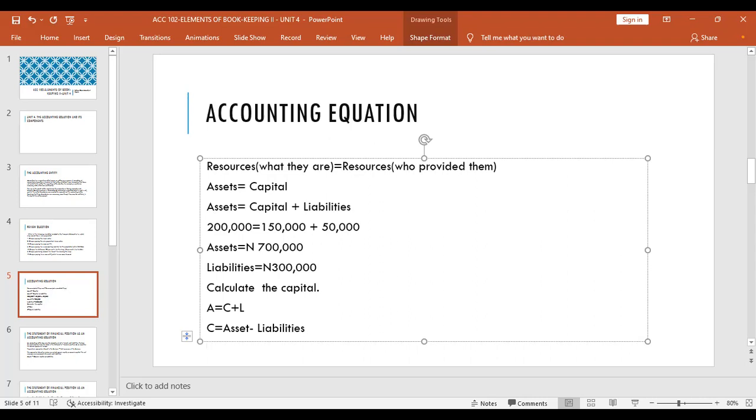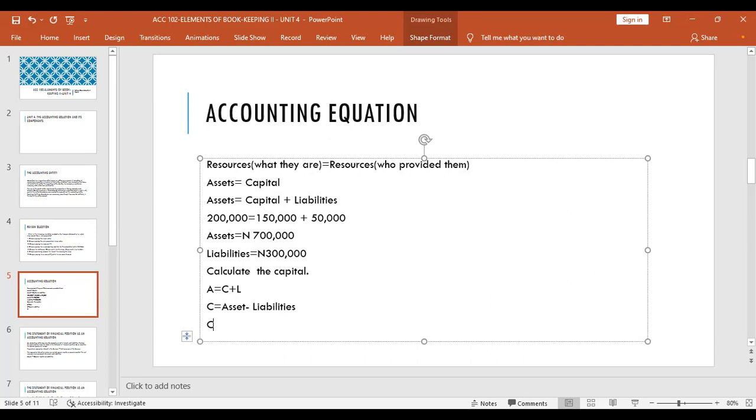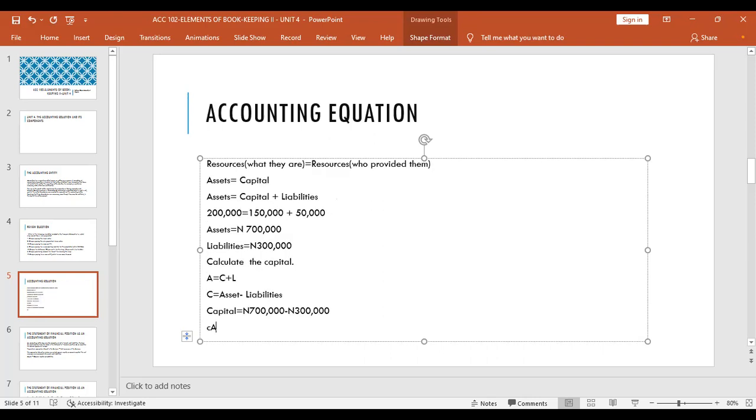So from here we can know that capital, making capital the subject of the formula, is 700,000 minus 300,000. Very easy. So that will give us capital. Our capital here is going to be definitely 400,000.